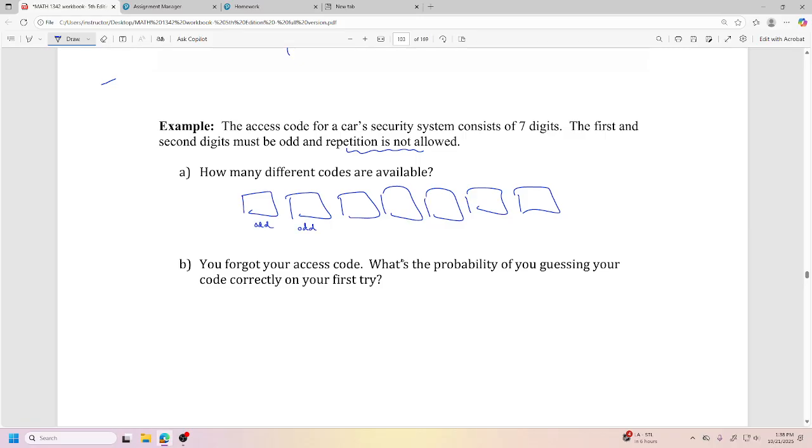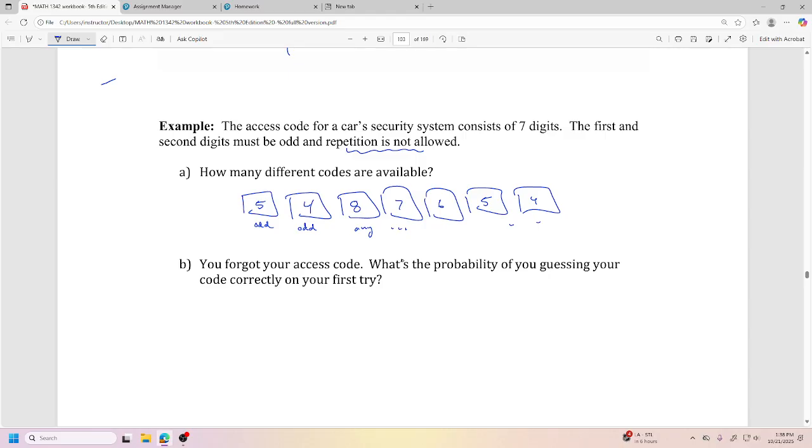So I'm going to start with that. How many odd numbers do we have for the first digit? 5. Exactly, so I have 5 options. But without repetition, if I choose 1, I can't use 1 again. How many odd numbers would be left to pick here? 4. Awesome. Now the rest can be any kind of number, but I've already chosen 2 of the 10, so how many would I have left over? 8, and then 7, 6, 5, and finally 4.